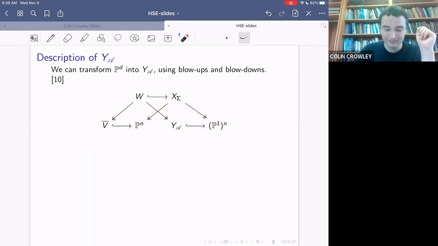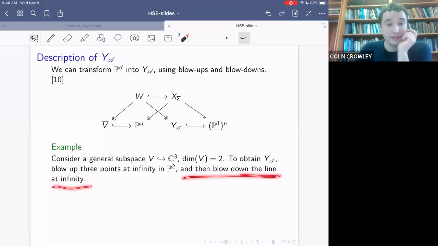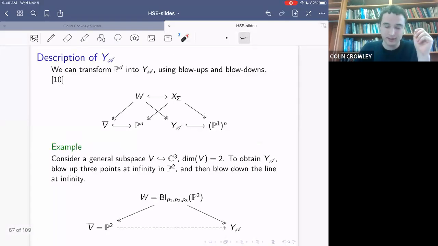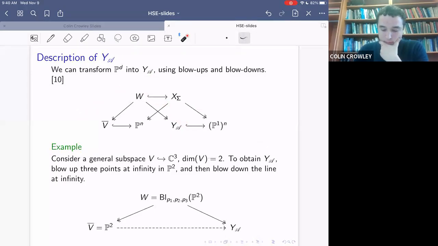Okay, and maybe a concrete example of this. So suppose I have V embedded into C3 in general position, and V has dimension 2. So to get this YA, I start with P2, and I blow up 3 points at infinity along the line at infinity of P2, and then I blow down the line at infinity. And okay, so this is the left triangle of this diagram above. P2, blow up P1, P2, P3 on the boundary, and then contract the line at infinity to get YA.